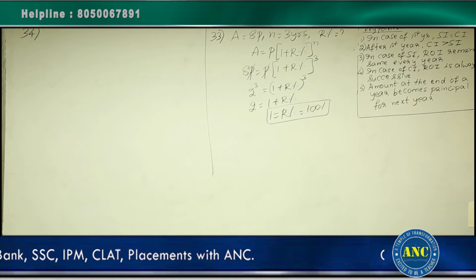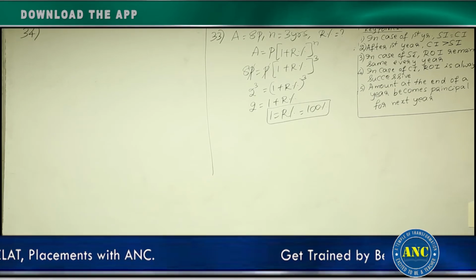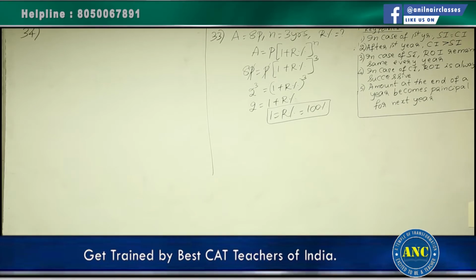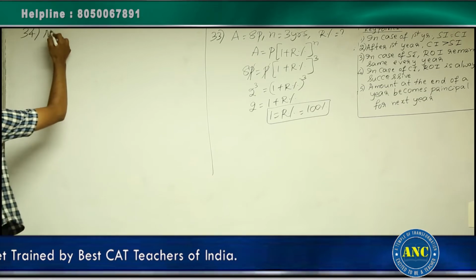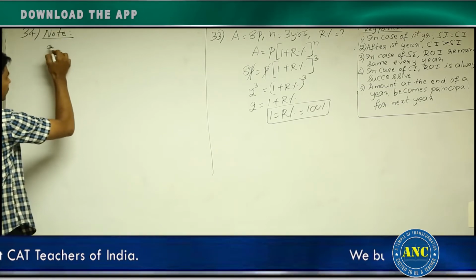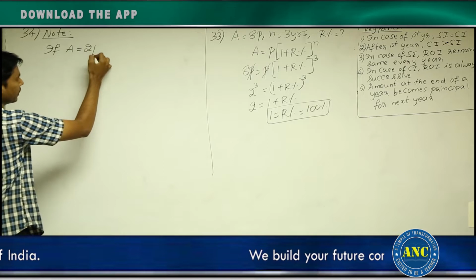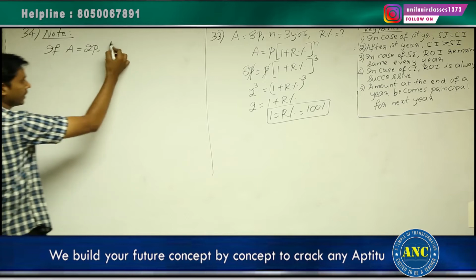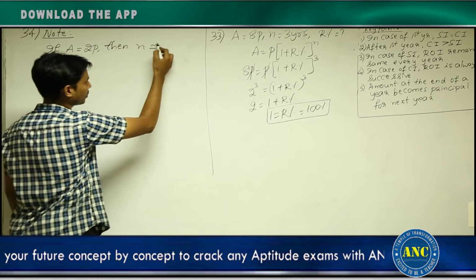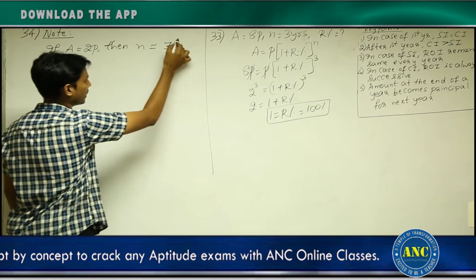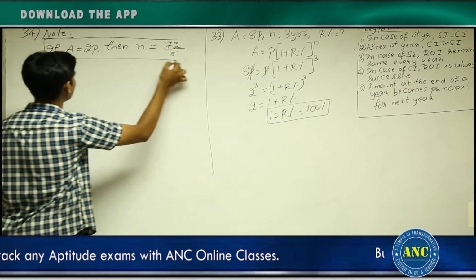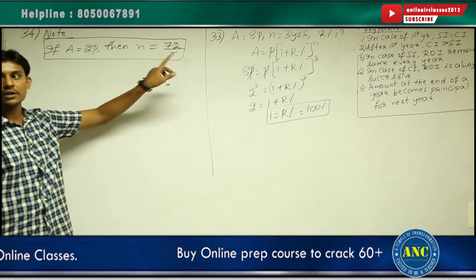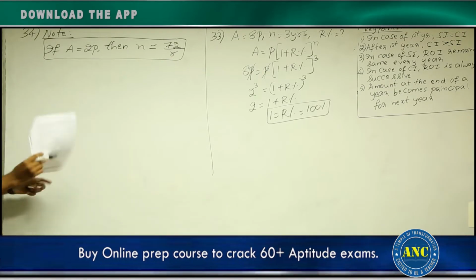See the 34th question. If the sum of money doubles at 12.5% per annum rate of interest, what is the time period, in case of CI? Please see here, there is a small note. If you remember this, it will be very simple. If amount is 2 times the principal, that is what is given in the question, doubles. Okay? Then number of years is approximately given by 72 divided by r, where small r is not in terms of percentage.